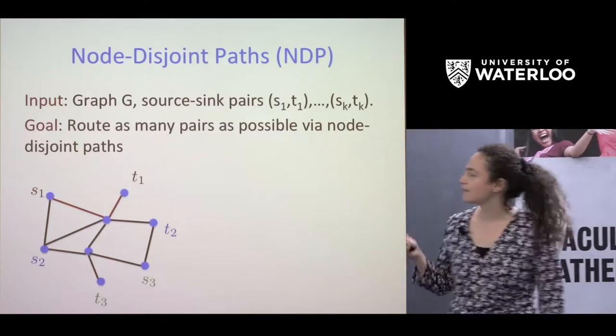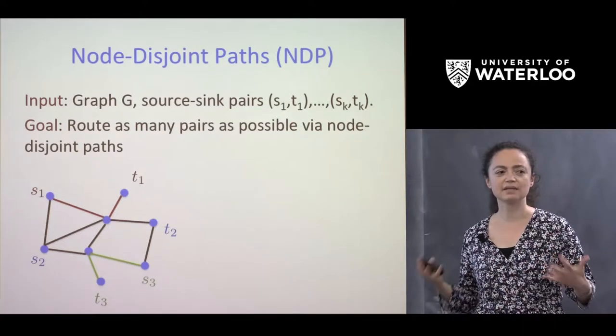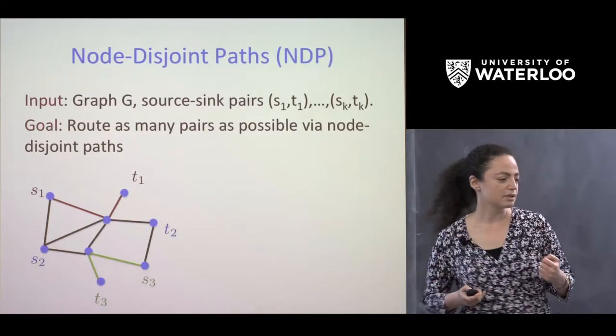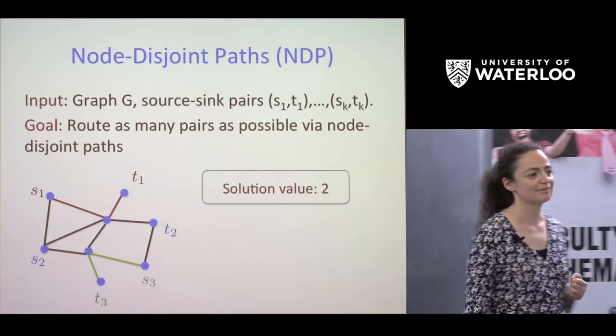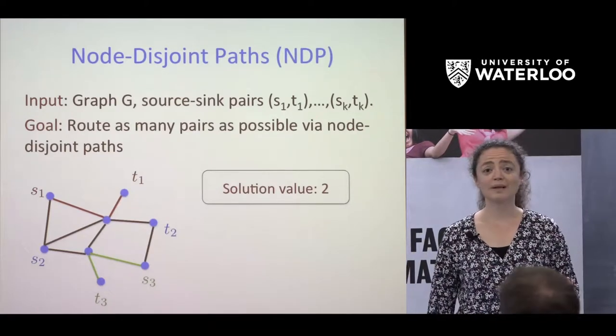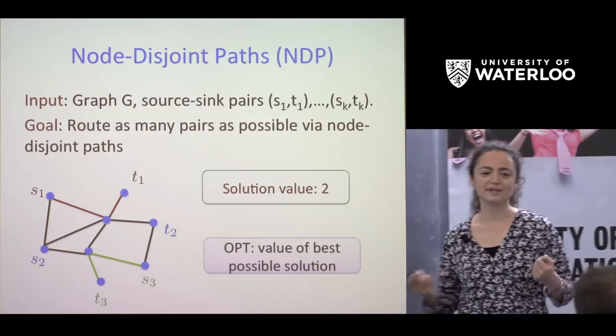So for example, I can route S1, T1 on this red path, S3, T3 on this green path, and that's it. I cannot route any more because the routing has to be on disjoint paths. So in this case, the solution value is 2 because I routed 2 pairs. And what I care about is the optimal solution value that I denote by OPT. This is the largest number of pairs that I can route.